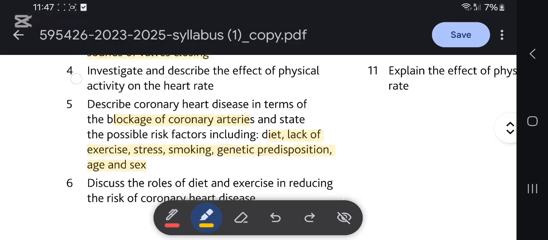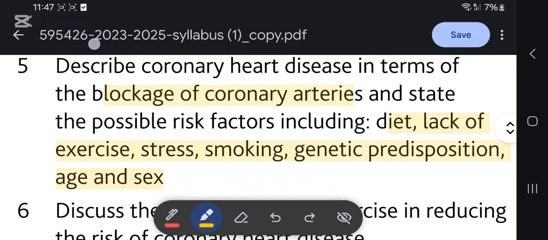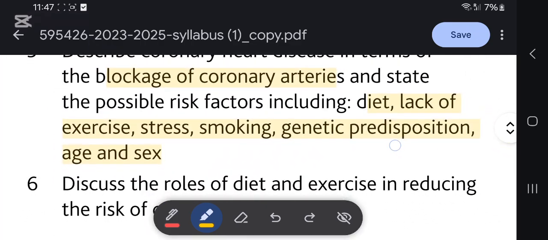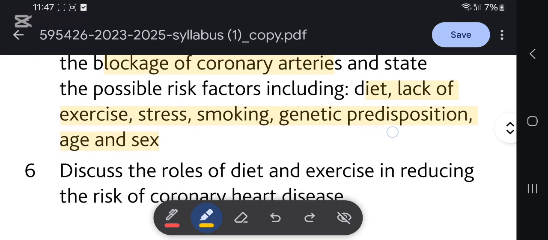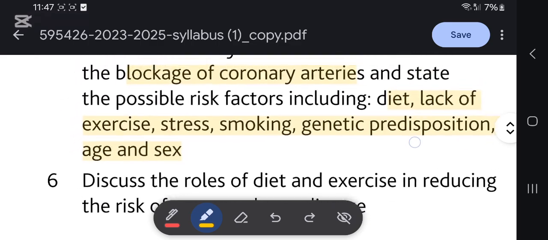Basically, diet. Your diet matters a lot. If you eat a lot of saturated food with a lot of fat, it can affect your arteries. So eat a good diet, eat good fruits and vegetables. Everything in moderation is the best.